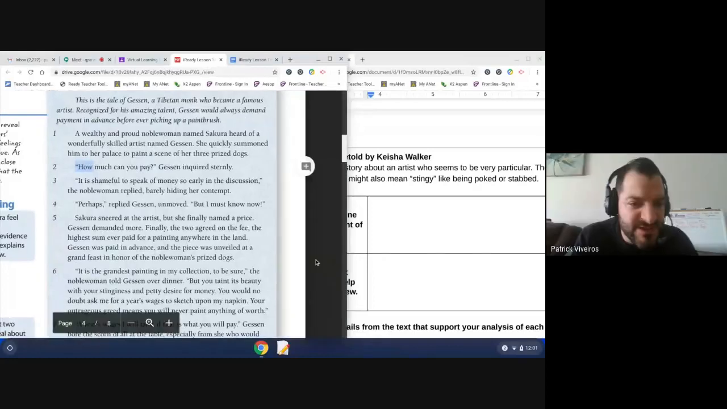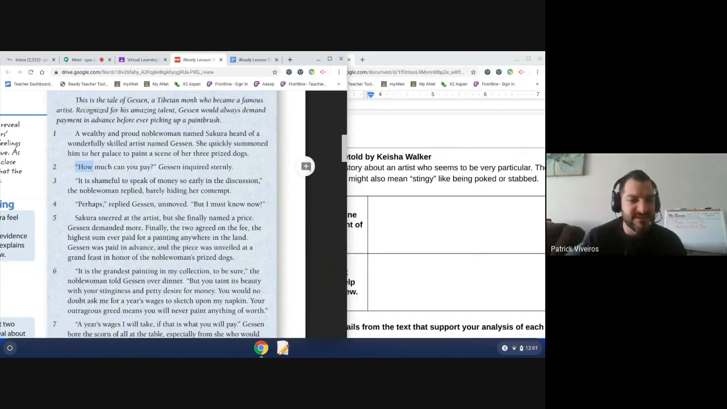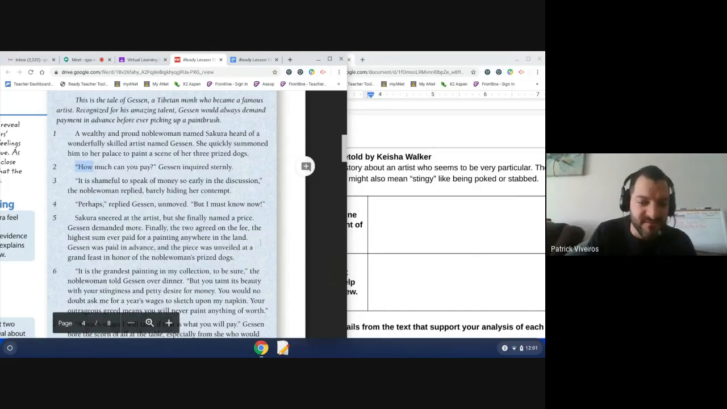So I'm going to go up to paragraph 5 and see if we can pull some evidence here. So, how much can you pay? Gesson inquired sternly. It is shameful to speak of money so early in the discussion, the noblewoman replied, barely hiding her contempt. Perhaps, replied Gesson, unmoved, but I must know now. Sakura sneered at the artist, but she finally named a price. Gesson demanded more. Finally, the two agreed on the fee, the highest sum ever paid for a painting anywhere in the land. Gesson was paid in advance, and the piece was unveiled at a grand feast in honor of the noblewoman's prize dogs.